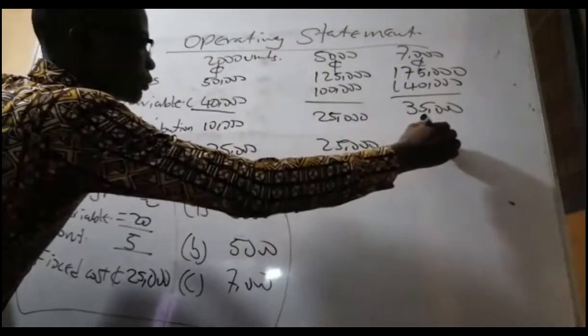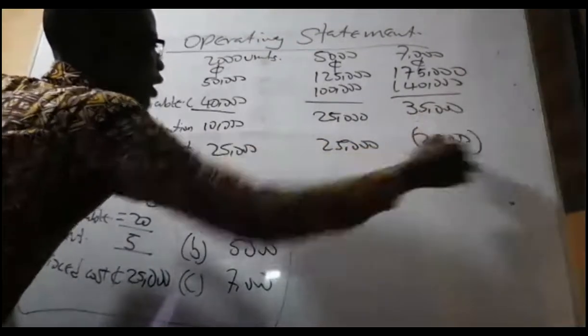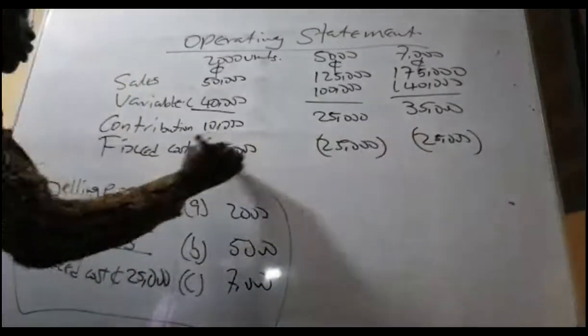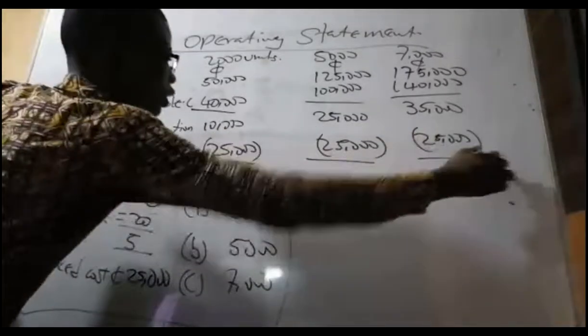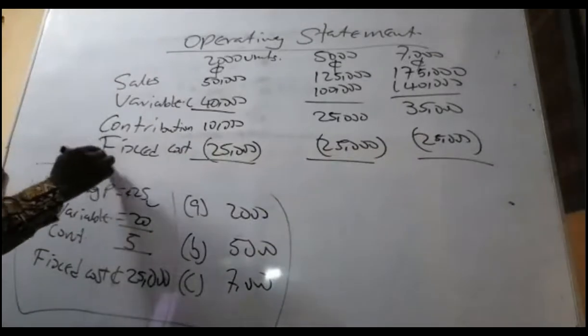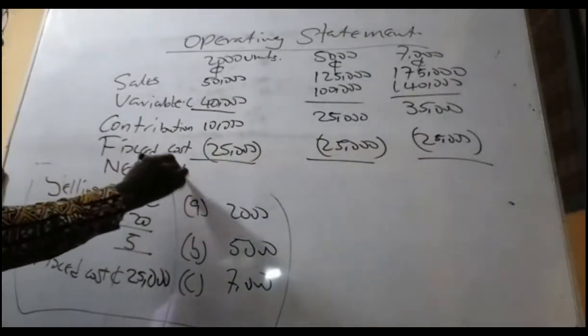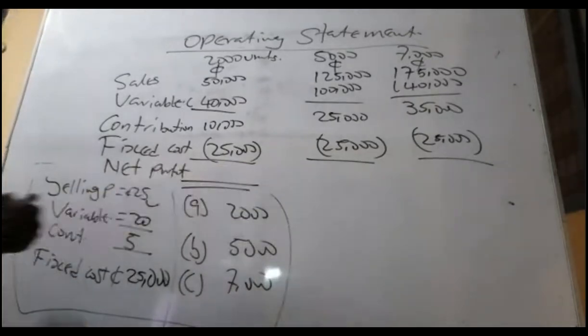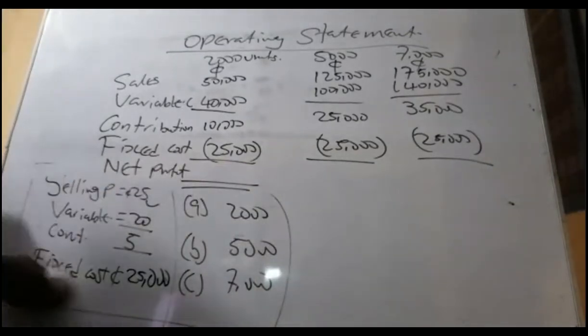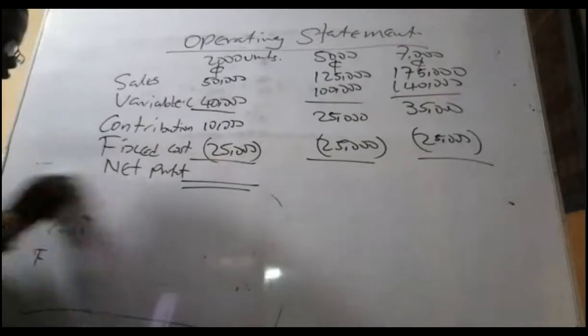25,000 throughout. And we are subtracting the fixed cost, right? It was the net profit or profit for the year. Net profit. Okay. Now I can take off this section because you do have the question there.